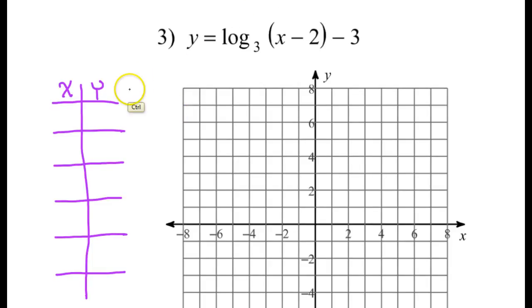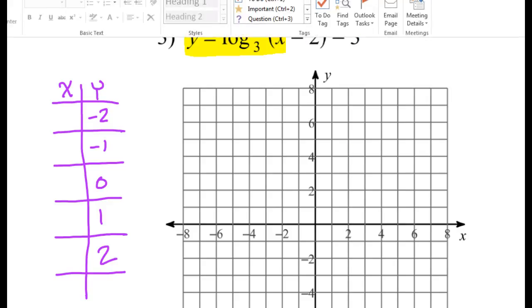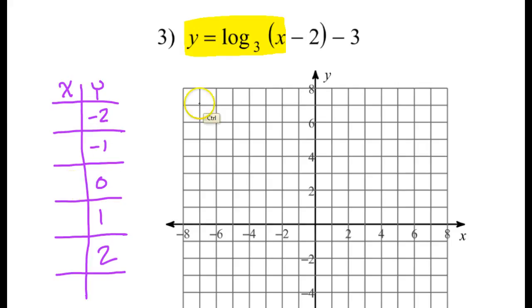Problem number 3. Again, I like to start with the y values whenever I'm graphing a logarithmic function. And let's use -2, -1, 0, 1, and 2. Now, I'm going to start by graphing only the parent function, which is log base 3 of x. I will do the transformations of right 2 and down 3 on the graph itself. So, I need to find the x values. For that, I need to rewrite the parent function in exponential form. The base is 3, so I'll start there.